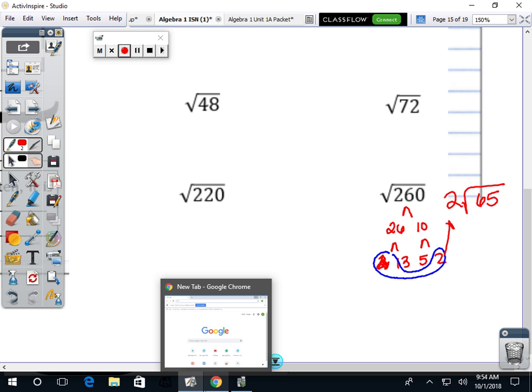Okay, now we're going to do some more practice in your packets on page 19. So you can close up your interactive notebook and turn to page 19 in the packet.